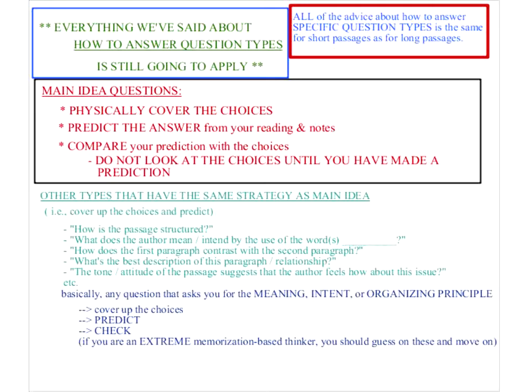But notice, how is the passage structured? That's asking you for an organizing principle. What does the author mean or intend? That's meaning or intent. How does the first paragraph contrast with the second? That's an organizing principle. Because that's asking you, why is it in paragraphs the way that it's in paragraphs? What's the best description of this? That's intent or meaning. What's it there for? This is intent or meaning again. So if it ever asks you, what do they mean here, or why is it organized the way it's organized, or how is it organized?